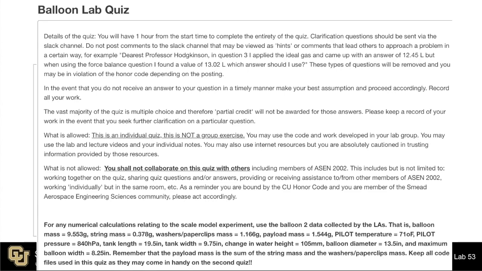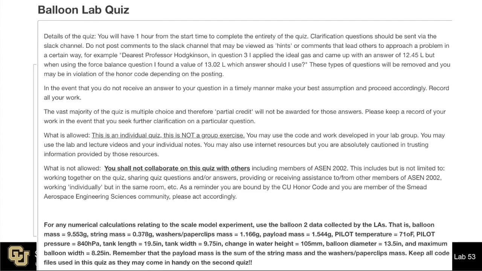Please use the Slack channel to ask clarification questions, but do not ask things that would give hints about the quiz contents and especially possible answers to other students. Please record your work during the quiz in the event of a grade dispute or an issue with your internet connection.